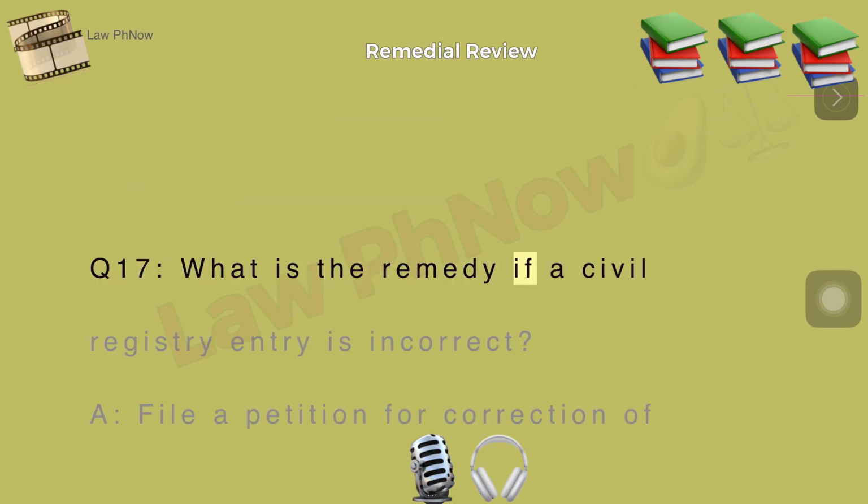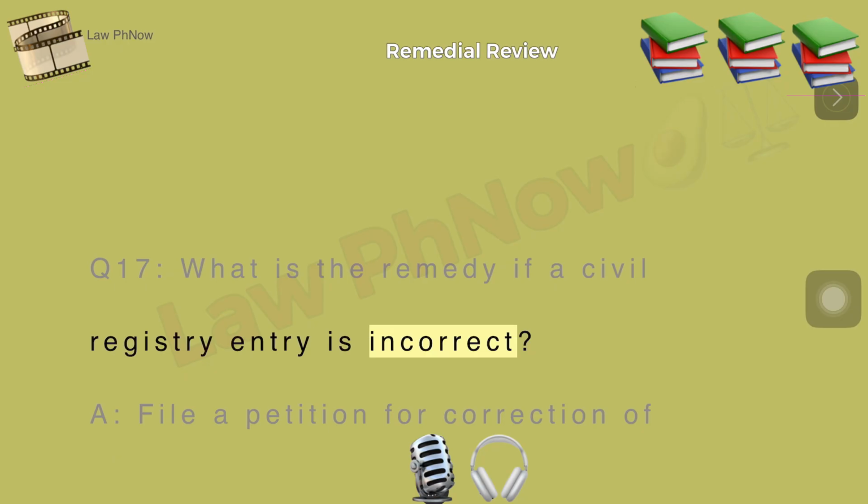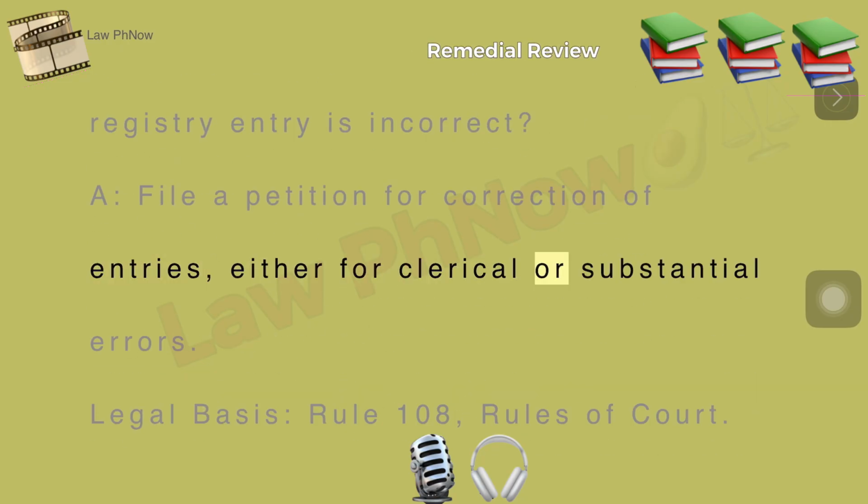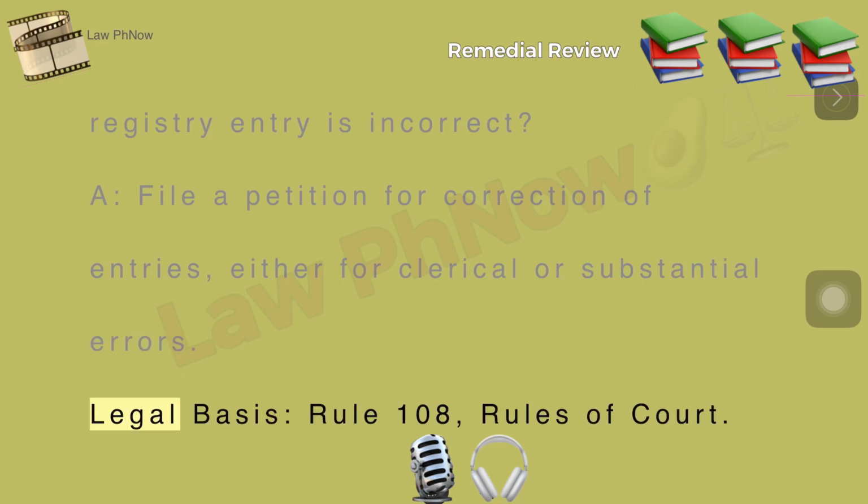Q17. What is the remedy if a civil registry entry is incorrect? A. File a petition for correction of entries either for clerical or substantial errors. Legal basis, Rule 108, Rules of Court.